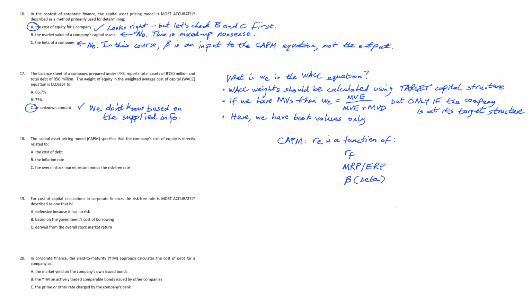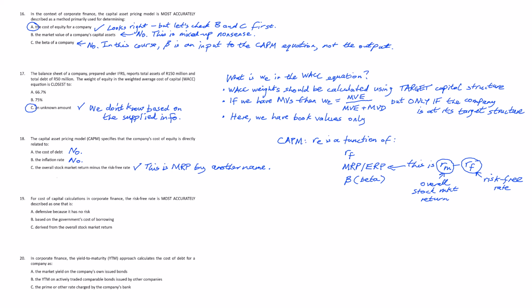Now, at first sight, as we scan through A, B, and C, we see none of those options there, but there is one additional level of detail related to that market risk premium or equity risk premium, and that is that it is defined as the overall stock market return minus the risk-free rate. So we confirm that A, the cost of debt, is definitely not one of the three variables going into the CAPM equation, nor is the inflation rate, but C is in fact the market risk premium by another name. So the answer to 18 is C.